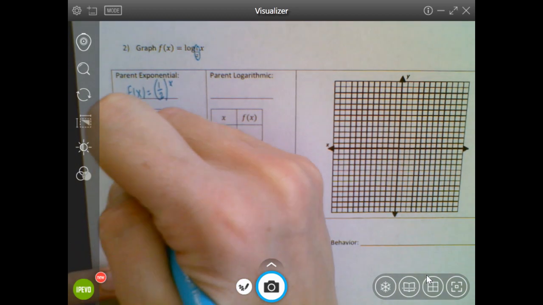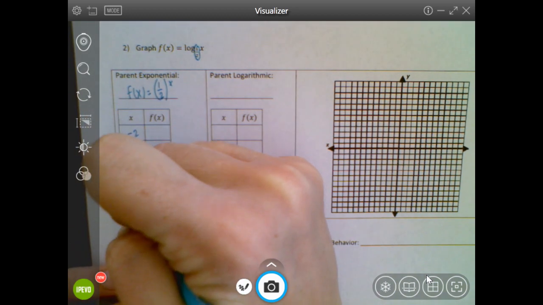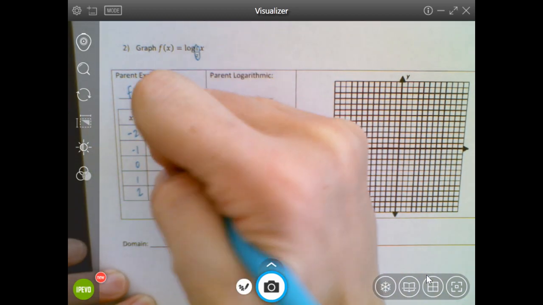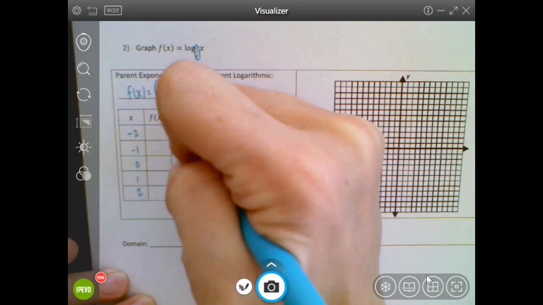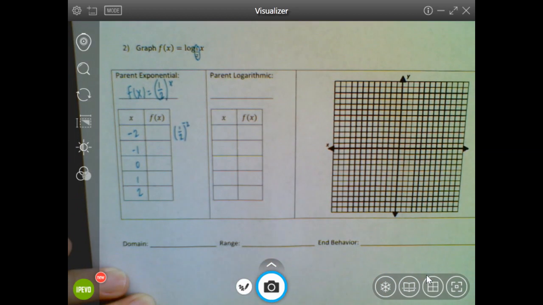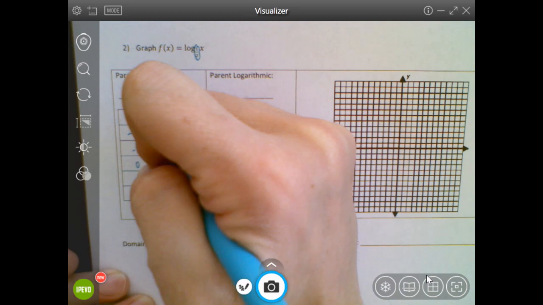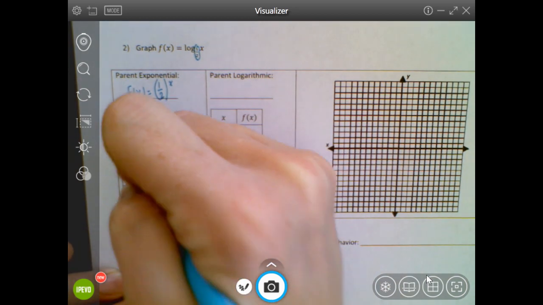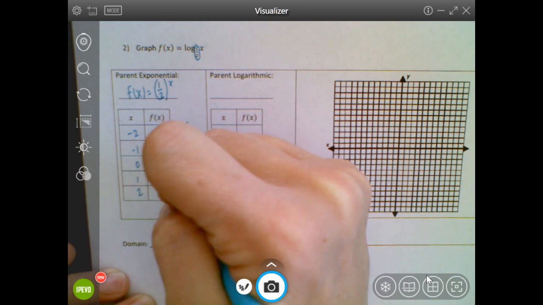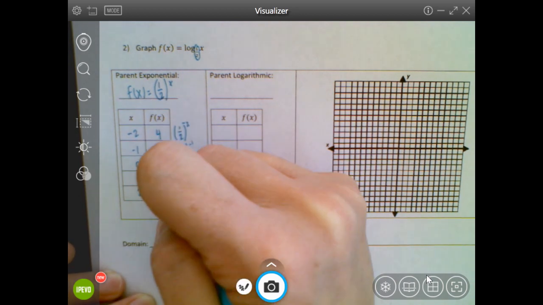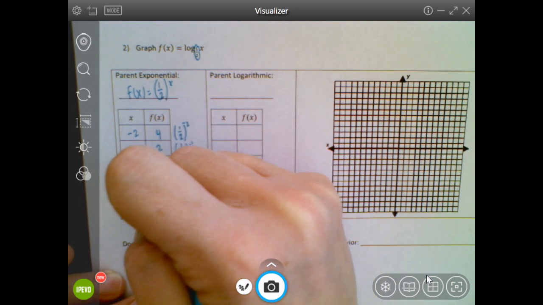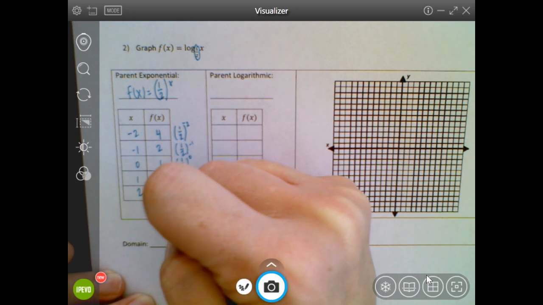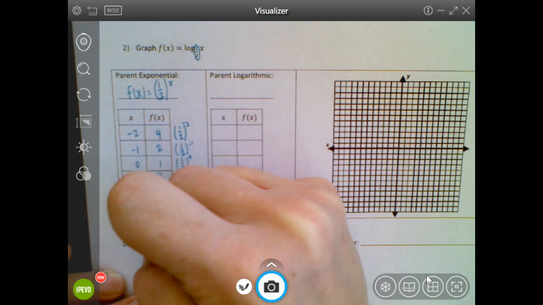And to get this table, again, I'm going to start with my -2, -1, 0, 1, and 2. And my f of x values, I'm going to raise 1/2 to the -2 power, which is actually going to be a +4. 1/2 to the -1, which is going to be a +2. 1/2 to the 0, which is 1. 1/2 to the 1, which is just 1/2. And then 1/2 squared is 1/4.